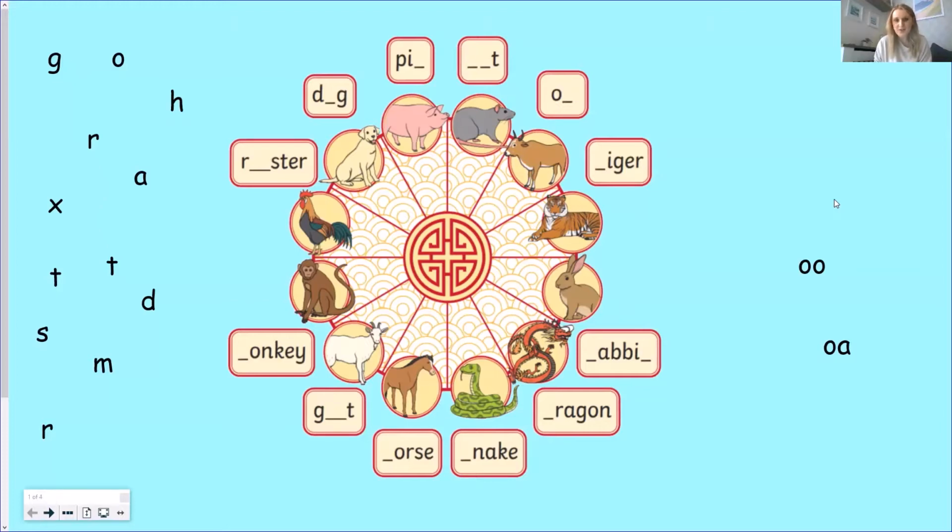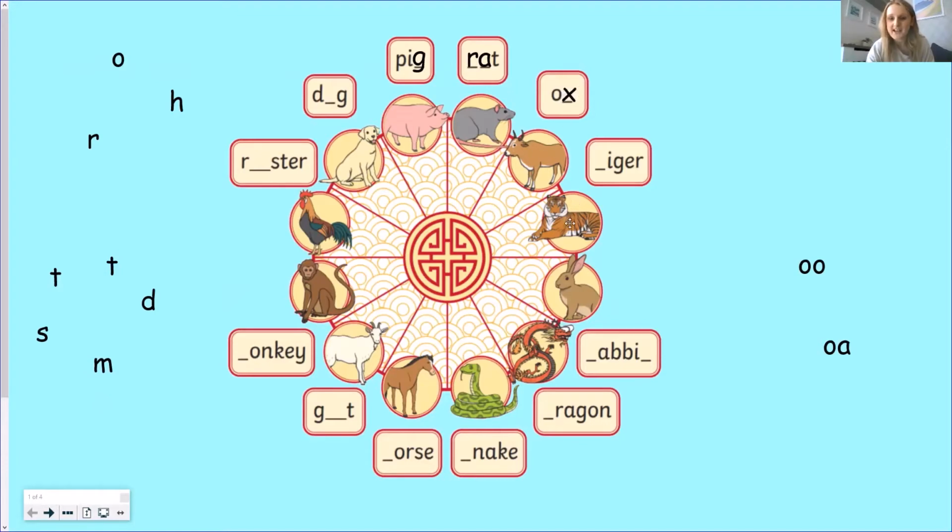How did you get on, everyone? Let's have a go at checking all together. Let's start with pig. We have p, i, g. Here it is. Pig. Next we have rat. R, a, t. Rat. Then we have ox. Ox. We already have the o, and now we need the x.